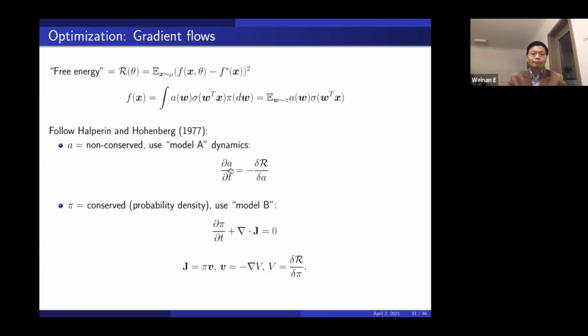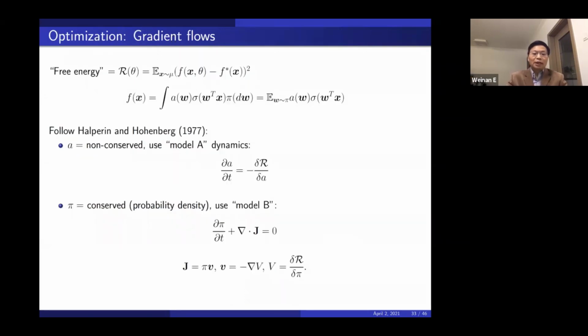For A, it's a so-called non-conserved order parameter. So we don't have to do this. We don't have to take it to be this complicated. We just take the usual gradient descent. By the way, this would be like the Allen-Cahn equation, and the other would be like the Cahn-Hilliard equation.